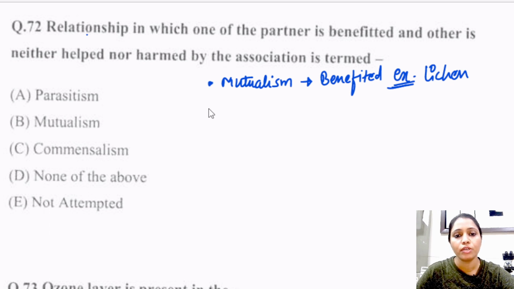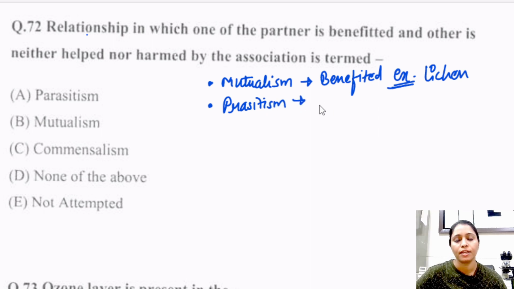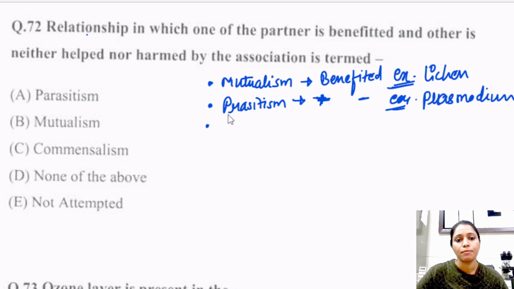So first is mutualism, second is parasitism. In parasitism, one partner is benefited, write it as plus and minus. So one is benefited and another is harmed. And there are lots of examples for parasitism, like Plasmodium, which is the parasite of malaria.